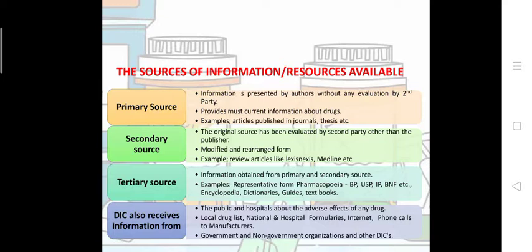Then you have a tertiary source. Information obtained from primary and secondary sources, for example, pharmacopoeia, BP, USP, IP, encyclopedias, dictionaries, guides, and some textbooks. We can say some books like H.L. Sharma or whatever books you want. They have an updated version. If you see any of the chapters in H.L. Sharma, you have further reading references given in each and every chapter.